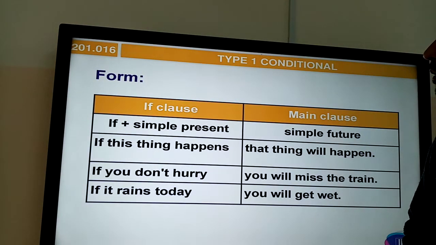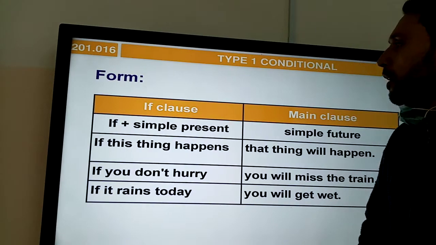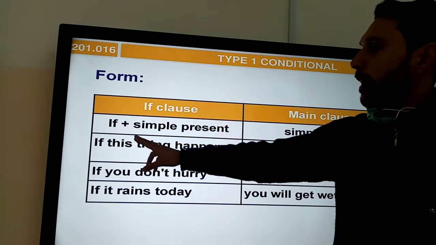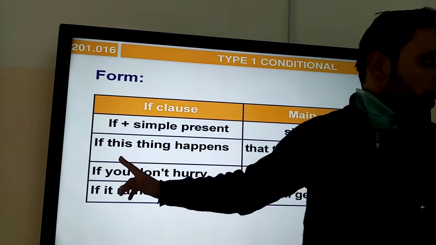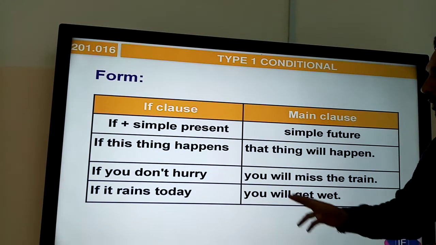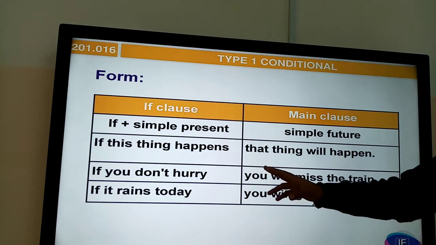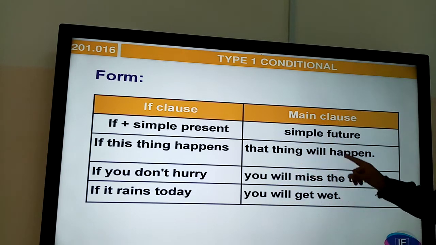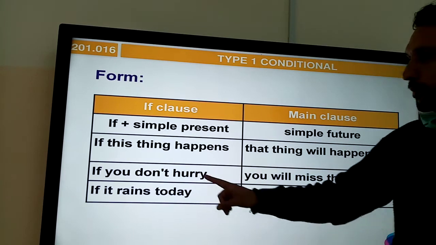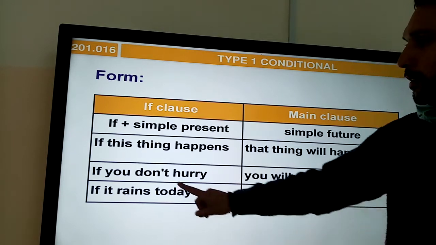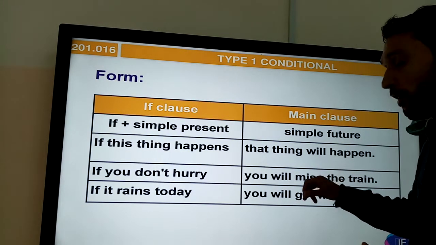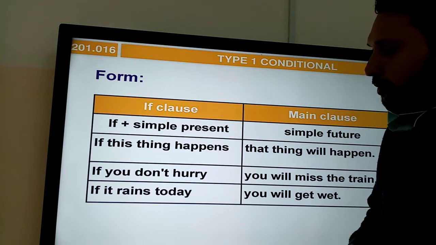Now let's go to the form. If we have a simple present, then this is the if clause. If plus simple present. So this is like, if this thing happens, that thing will happen. So I should use will here. If you don't hurry, you will miss the train. So I have present simple, then will miss. And will is followed by an infinitive verb.